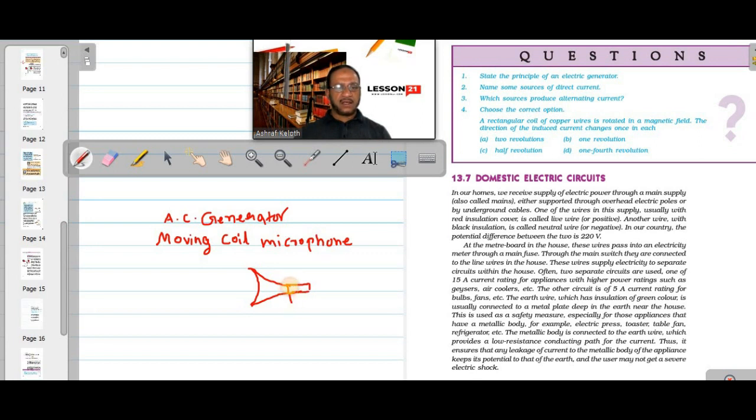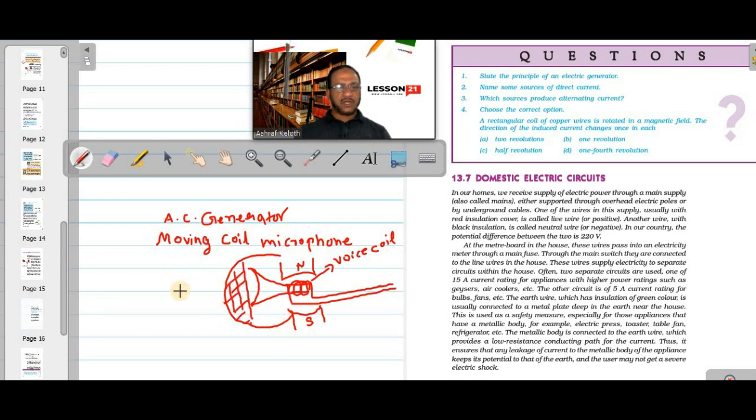And there is a coil of insulated copper wire, and this is called the voice coil. These two ends of this copper wire come outside as the cable of that microphone. There will be a strong magnetic field provided by a circular magnet with the north pole and south pole, and this entire thing is kept inside a casing.